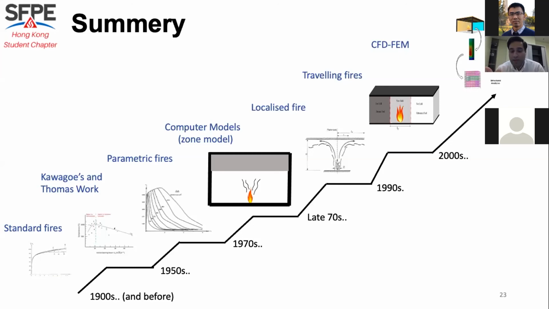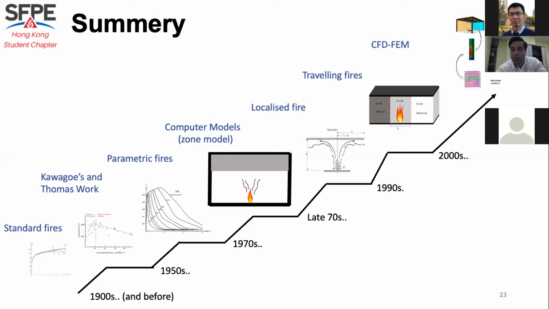And because of the increment of computer technologies, processing power, and new software and hardware, we were able to use computer models in the late 70s. And since then, a lot of zone models are available, and some are open source as well. And to understand the fire for a non-uniform region where the fire is occurring locally, in Japan, Hasemi produced some localized fire curves in the 90s.